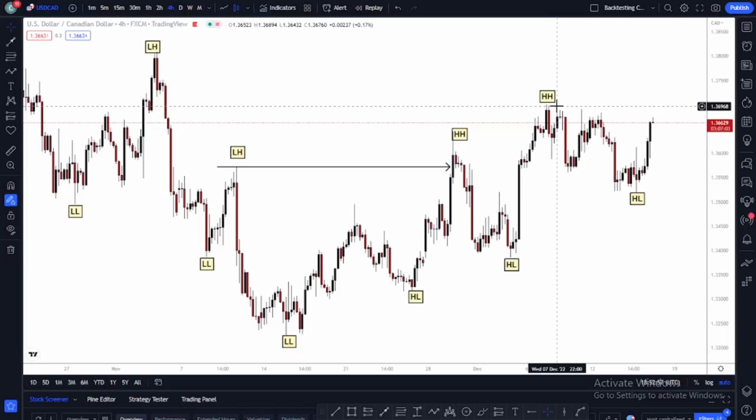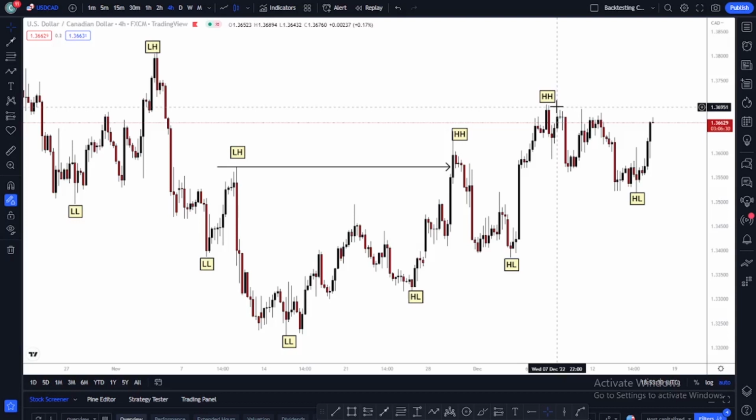So taking a look at USD CAD, or US dollar Canadian dollar, what do we have to do first? Like I always say, we first need to identify our trend. I repeat, you first need to identify your trend. So looking at our chart, what trend are we in? We are in an uptrend.